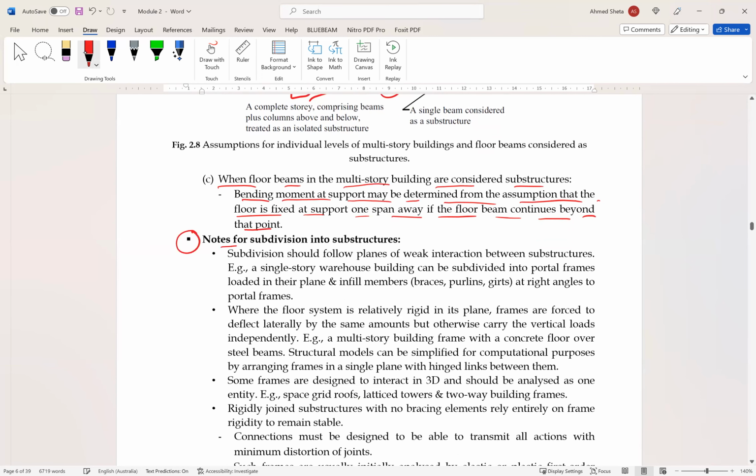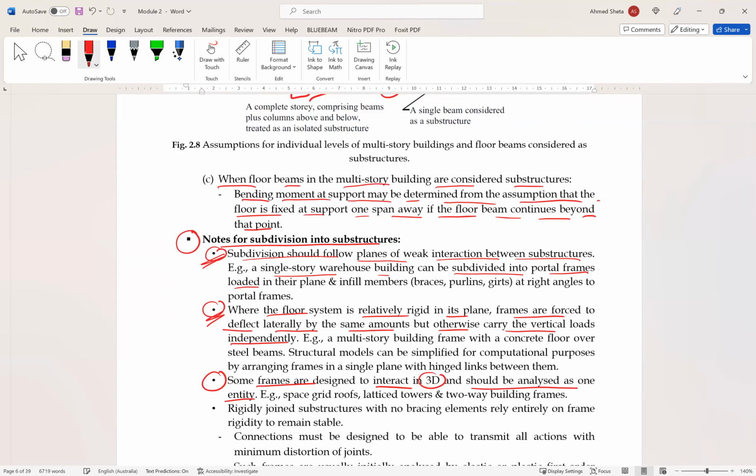Notes for subdivision. Subdivision should follow planes of weak interaction between substructures. A single-story warehouse building can be subdivided into portal frames and so on. Where the floor system is relatively rigid in its plane, frames are forced to deflect laterally by the same amounts, but otherwise carry the vertical load independently. Some frames are designed to interact in 3D and should be analyzed as one entity.